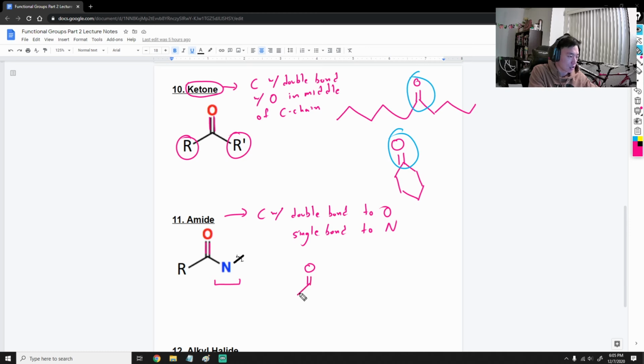So an example of an amide might look something like this. You have a carbon double bonded to an oxygen, and then there's a nitrogen. The nitrogen might just be connected to hydrogens. It might just end right there. Or sometimes the nitrogen will have one hydrogen and connect to another carbon chain. Or sometimes you'll have a nitrogen that has connections to two carbon chains. So it doesn't really matter. Just remember that if you see a nitrogen that's connected to a carbon that's connected to a double bond with an oxygen, that's going to be an amide.